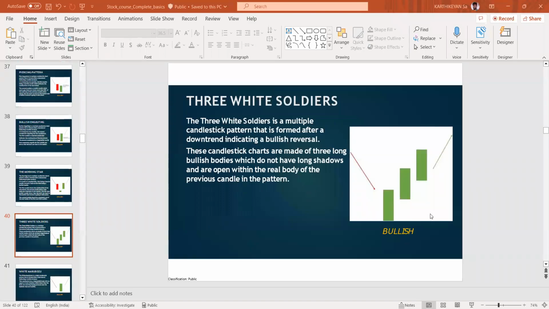Three white soldiers. Even this is a bullish reversal candlestick pattern. This is also a three candlestick pattern, which potentially forms at a support level, or it can form anywhere, but it has significant importance once it forms at the support level, where the downtrend stops and the uptrend starts continuing. So it will be like three strong green candles getting formed. Let's see it on the chart.